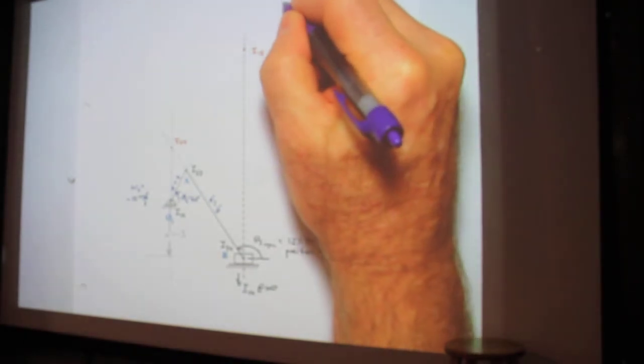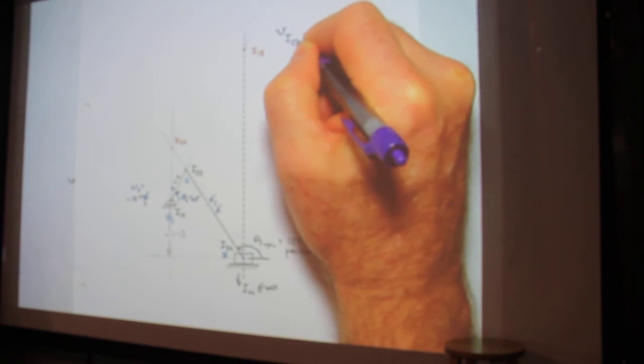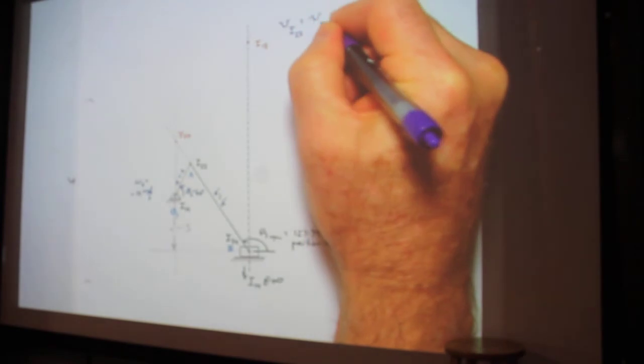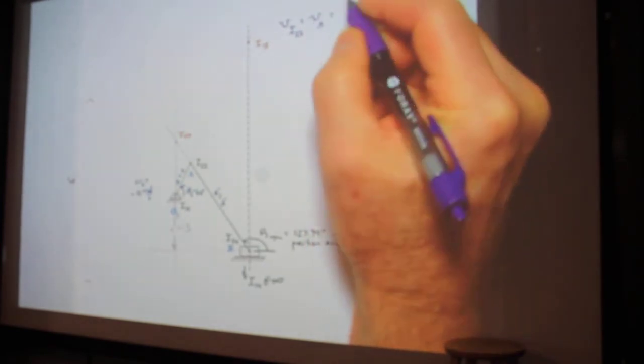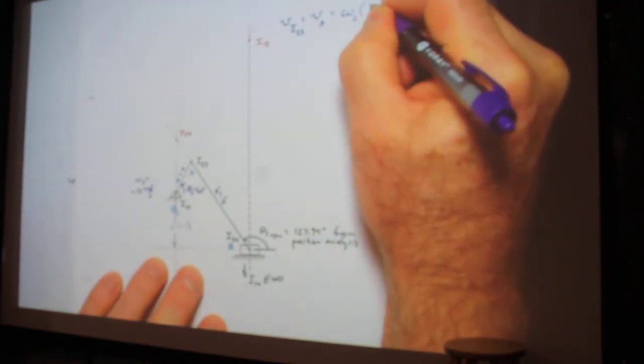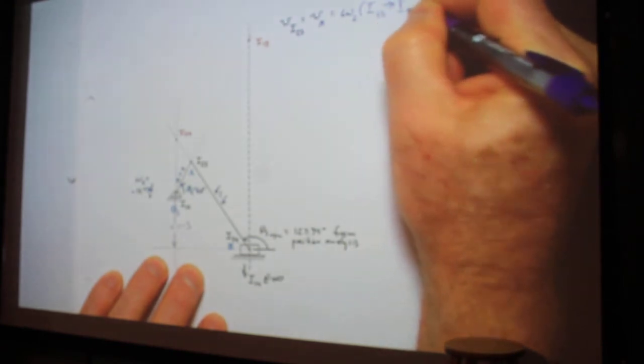So let me go ahead and find the velocity of I23. That equals the velocity of A, which equals omega 2 times I12 to I23.